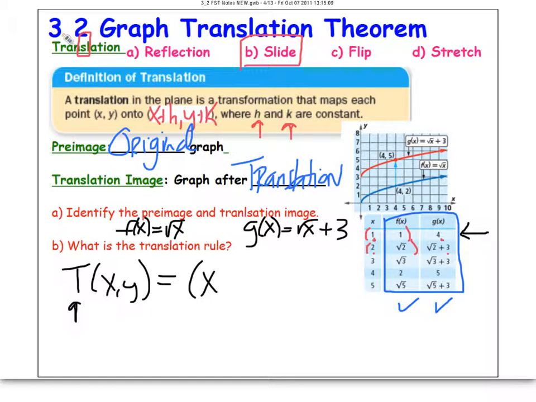What I will do is actually identify the starting point of this parent function, which is right here, and then I look and see where that point moved to right there. And I just count. It actually slid up 3. So it slid upwards, so that means it's not an x movement, it means it's a y movement, and this would be my translation rule.